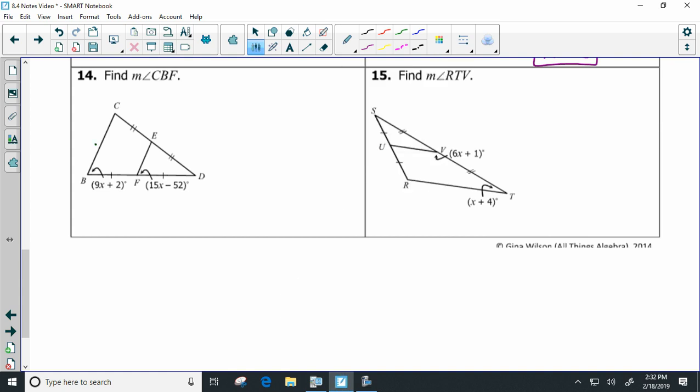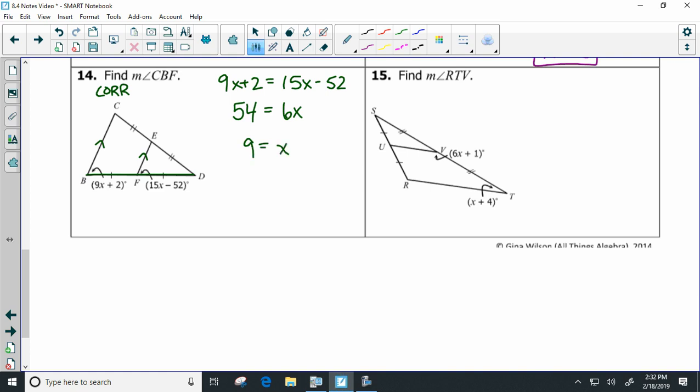All right, here are my two parallel lines cut by this transversal. These are corresponding angles again. Corresponding angles are going to be congruent. So I'm going to do 9x plus 2 has to equal 15x minus 52. Subtract 9x on both sides. 6x, add 52 to both sides, is equal to 54. Divide both sides by 6, and 9 is x.